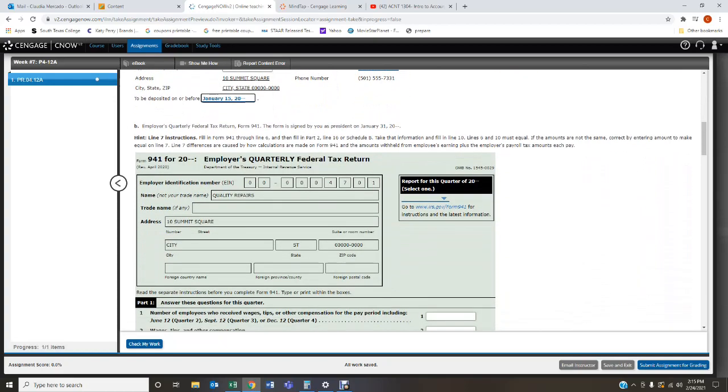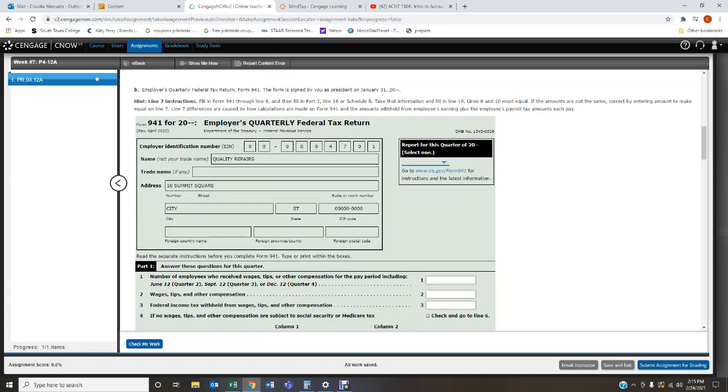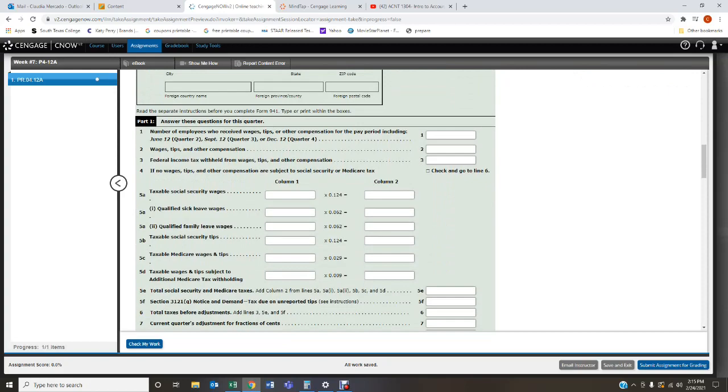Now we have to complete the Employer's Quarterly Federal Tax Return, Form 941, okay? So this is more of a long process, but by now we should be familiar because we've already completed a 941 before, okay? So this is already pre-filled out for you, the name of the company, the EIN number, all of that good stuff. The only thing that we have to fill out here in the top section is the quarter. And we are doing it for the 4th quarter, which is October, November, and December. Okay. Now we're going to start filling out the form.